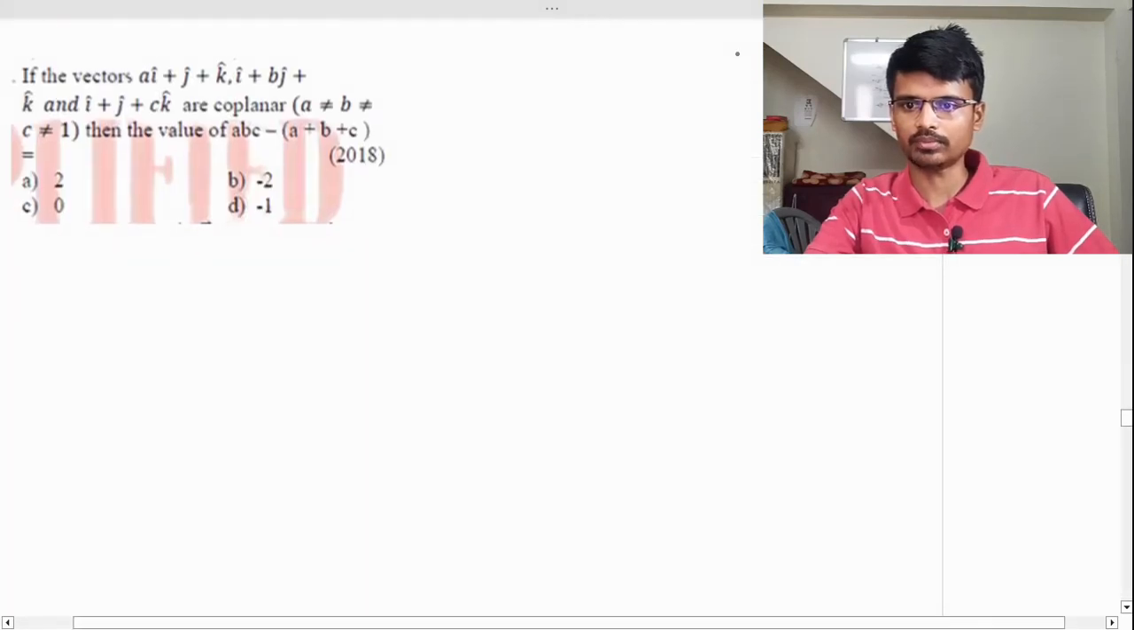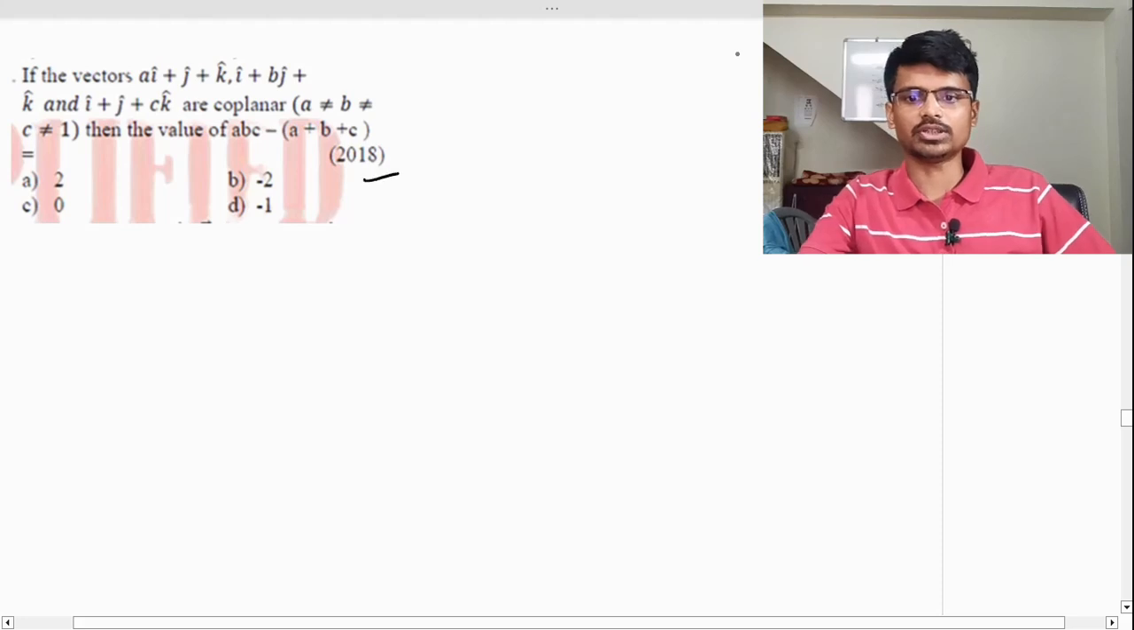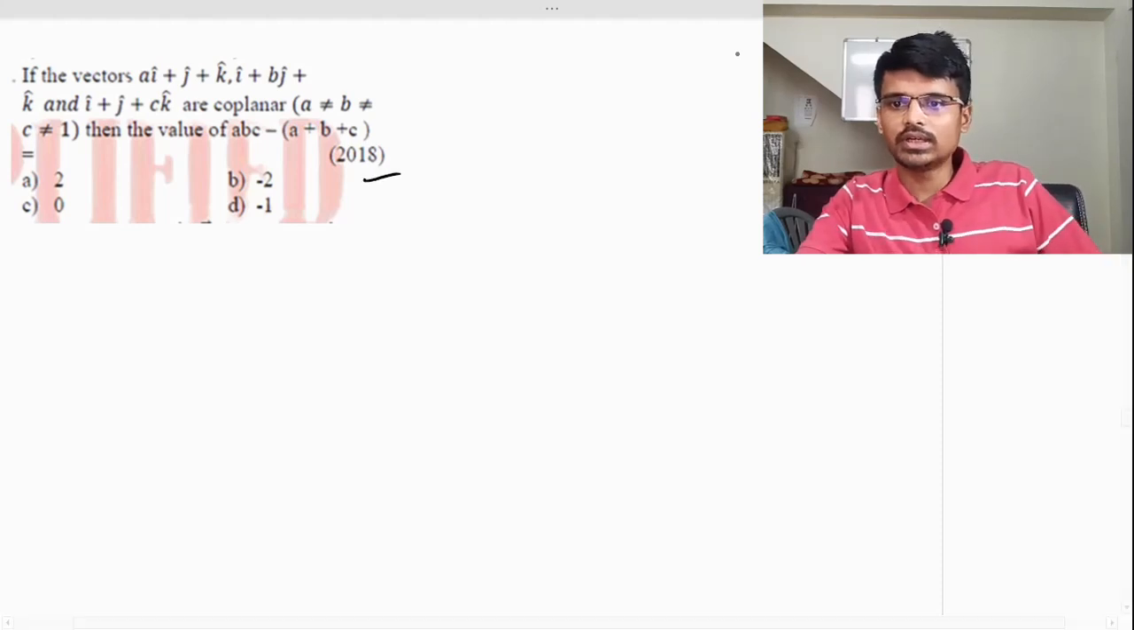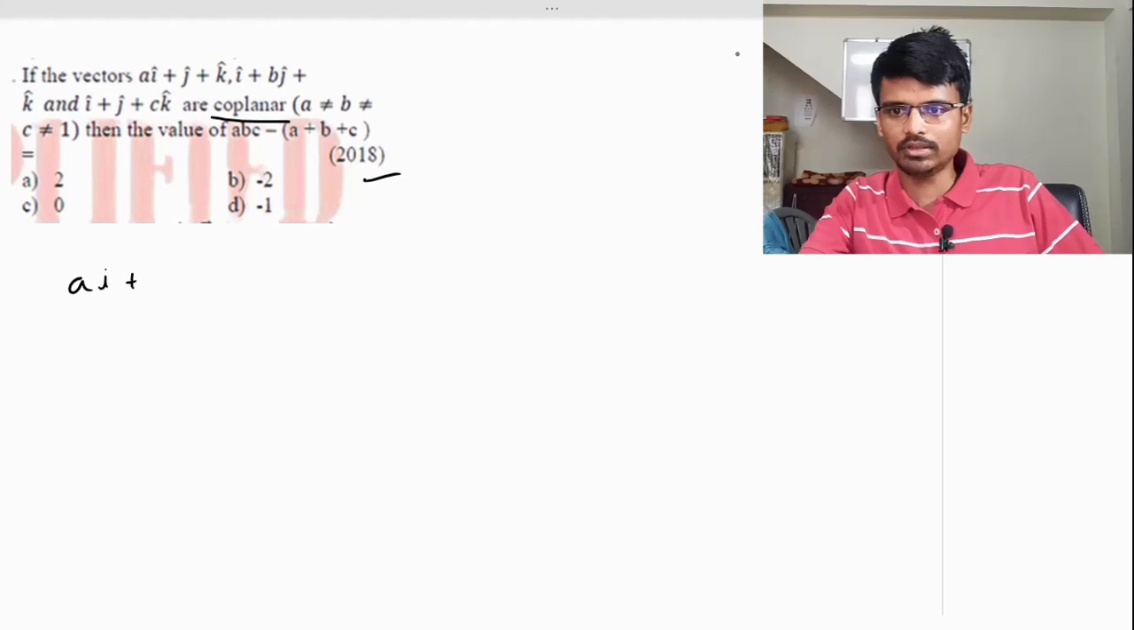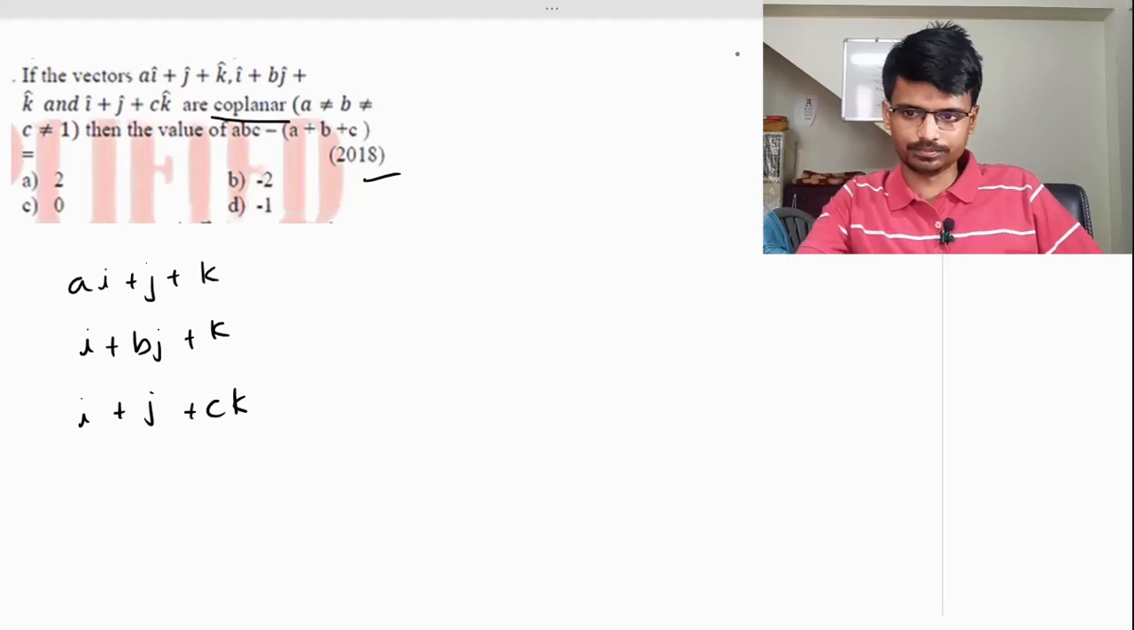What have we got here? So yeah, this one is an interesting question. We have got three vectors. Let me just write them down, and they are telling us they are coplanar. Coplanar means all three vectors lie on the same plane. Okay, I have got three vectors, all three lying in the same plane, and I have been asked to find the value of this expression.